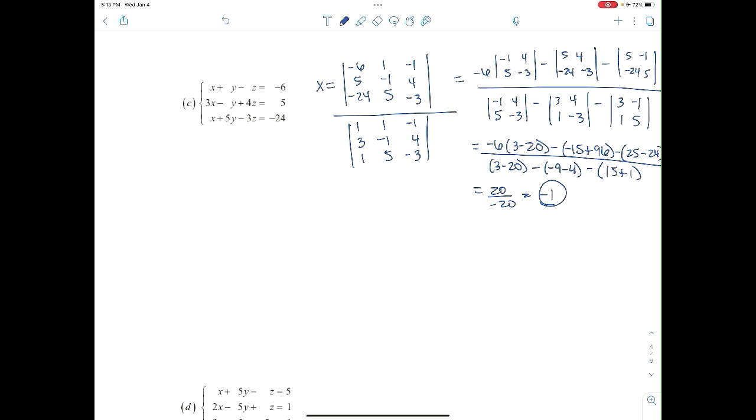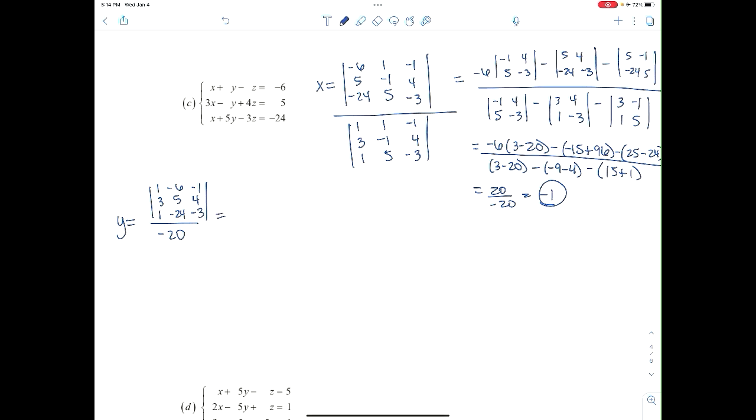Next, we'll find our y value. I'll put it right here. Y. So the bottom we know is negative 20. The top is going to be the determinant of 1, negative 6, negative 1, 3, 5, 4, 1, negative 24, negative 3.